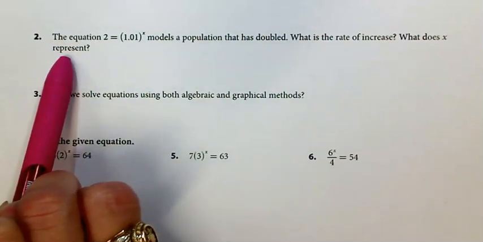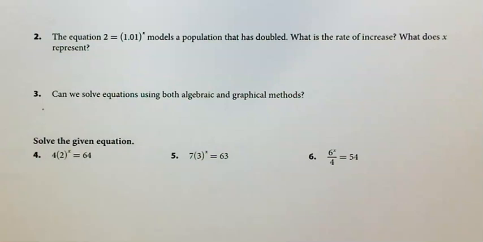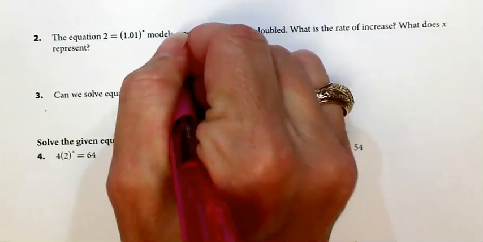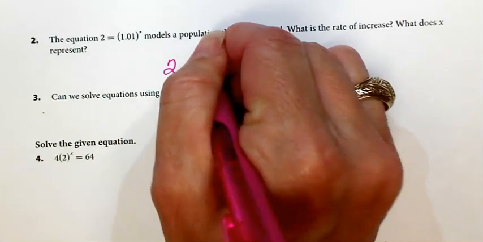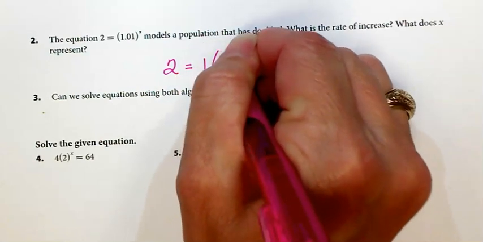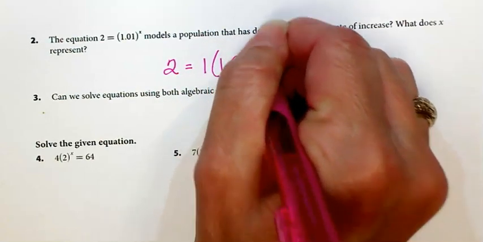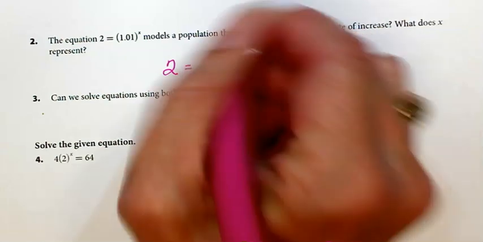So let's first go to number 2. The equation 2 equals 1.01 to the x models a population that has doubled. What is the rate of increase? Well, first of all, I want you to notice that 2 is twice the y-intercept, the number that you start with.